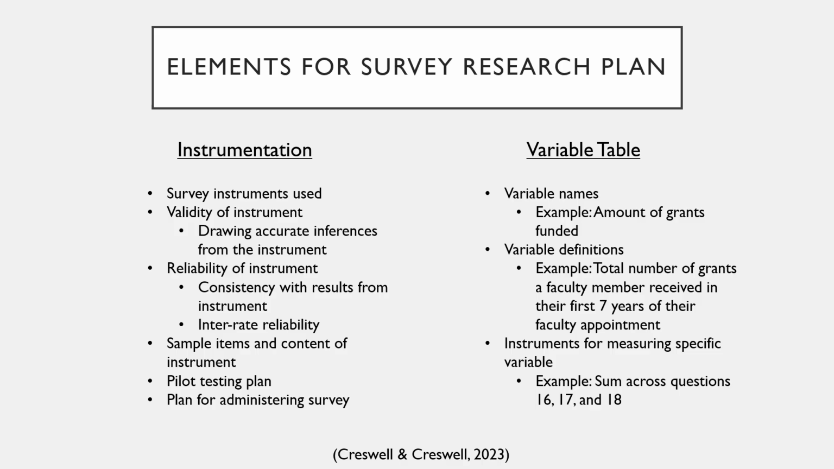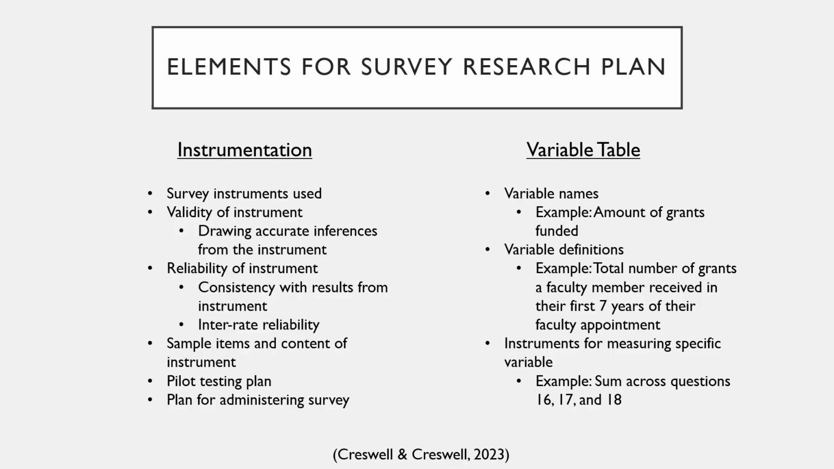Another piece of reliability that's important is inter-rater reliability. If you are using, for example, a third party like a judge or an expert to give a score for something, you want to make sure that they're scoring similarly each time for consistency.